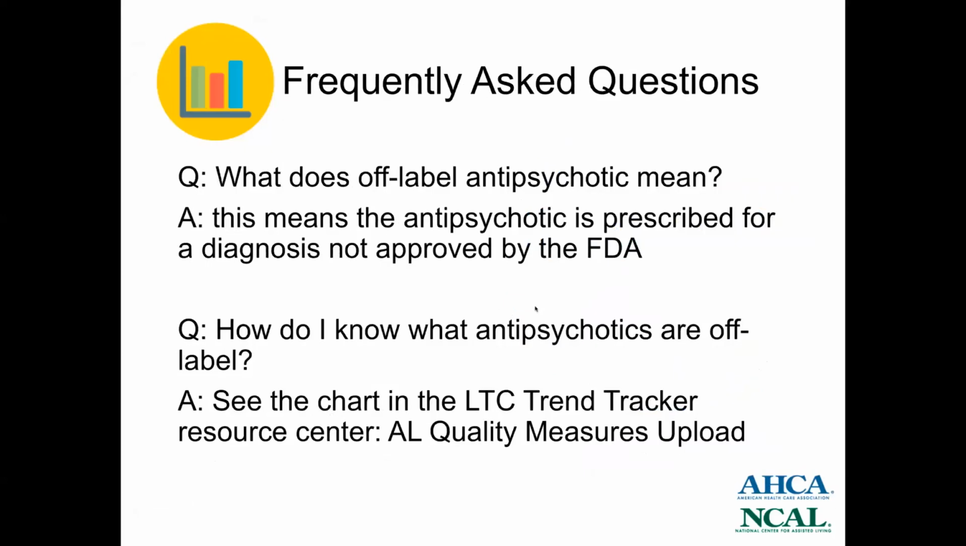Frequently asked questions we get around off-label use of antipsychotics. What does off-label use mean? This means that the antipsychotic is prescribed for a diagnosis not approved by the FDA. An example would be dementia. How do I know what antipsychotics are off-label? There's a chart, as I mentioned before, in our resource center and our AL quality measures upload help guide.